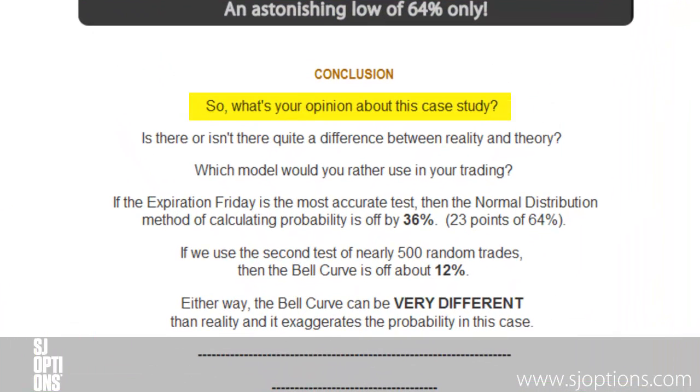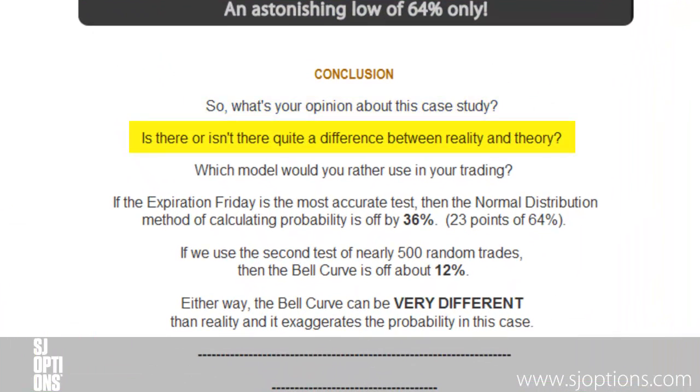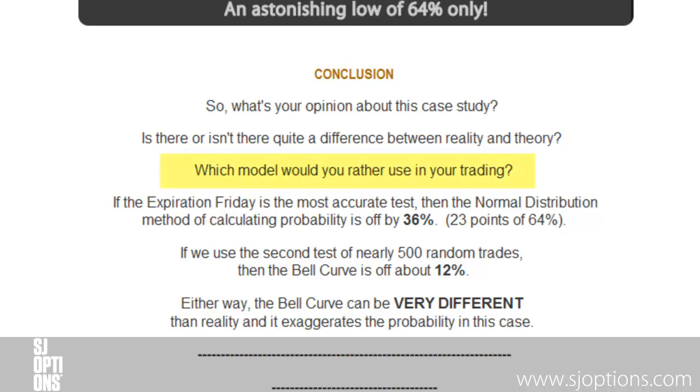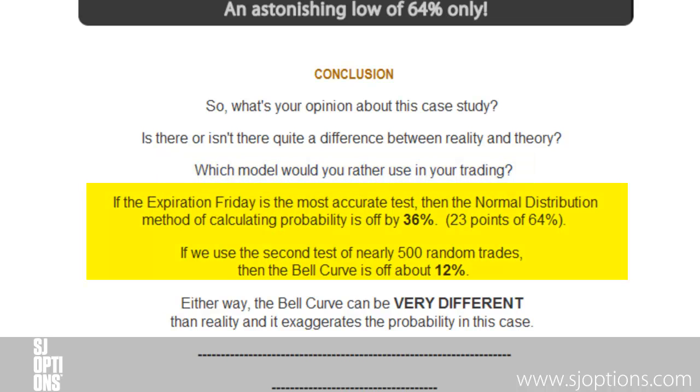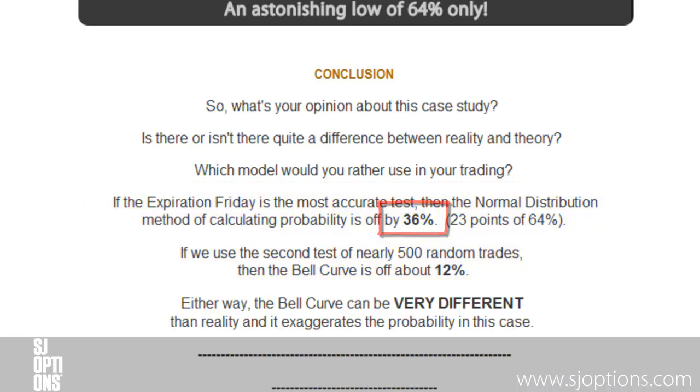So what's your opinion about this case study? Is there or isn't there quite a difference between reality and theory? Which model would you rather use in your trading? If the expiration Friday is the most accurate test, then the normal distribution method of calculating probability was off by 36% in this case. So it was really exaggerated.